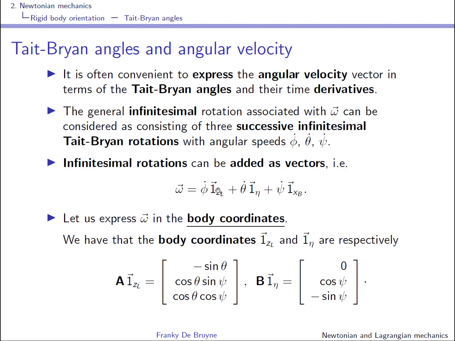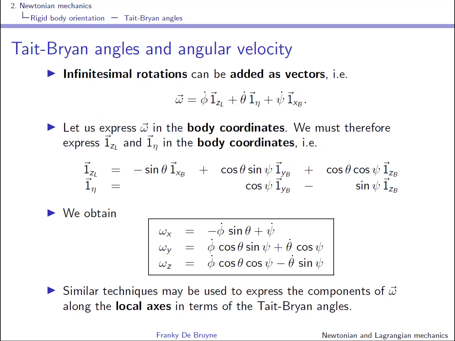Well, I would like to bring them to the body coordinates, right? So I have to do some kind of transformations. Here you can already see that to go from this one to body coordinates I have to use the transformation B, and for this one I'll have to use the transformation A. And now I want to show you that this is indeed the case.